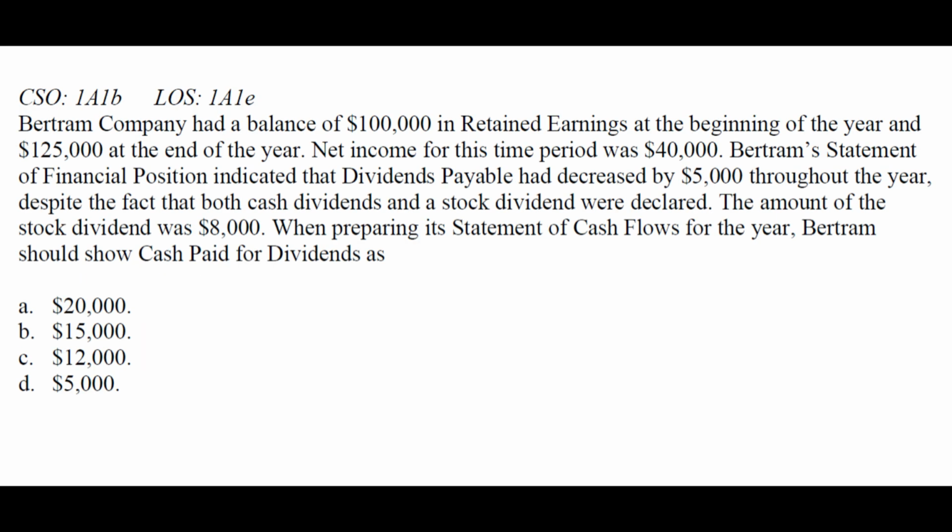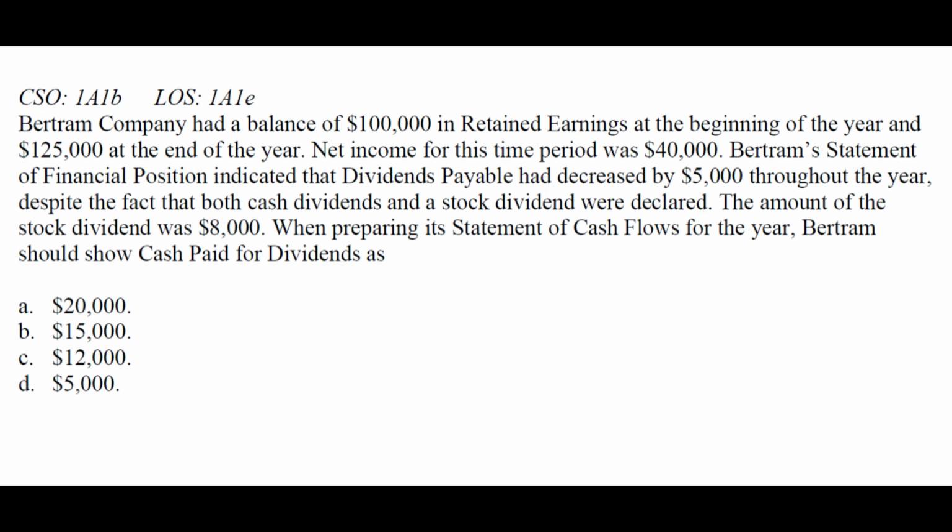This question tests students' ability to reconcile retained earnings, dividends, and cash flows. The key is to distinguish between total dividends declared, stock dividends, and cash dividends actually paid. Students should begin with the retained earnings equation. The increase in retained earnings is 125,000 minus 100,000, which is equal to 25,000. Since net income is $40,000, total dividends declared equal 40,000 minus 25,000, which is equal to 15,000.